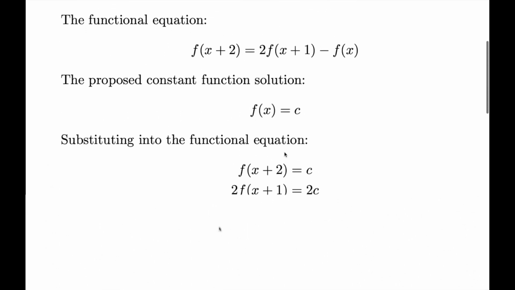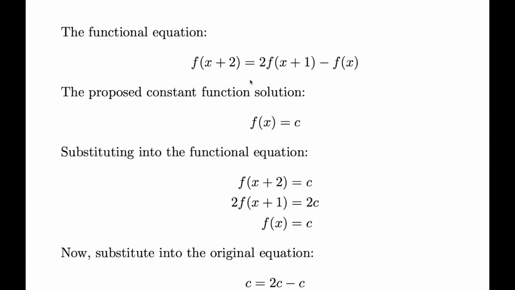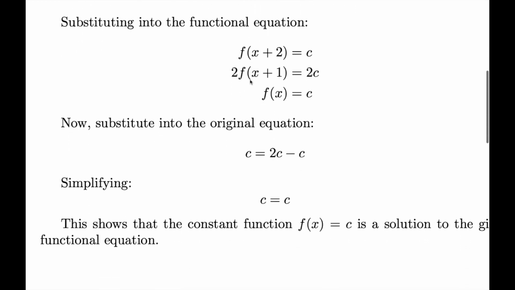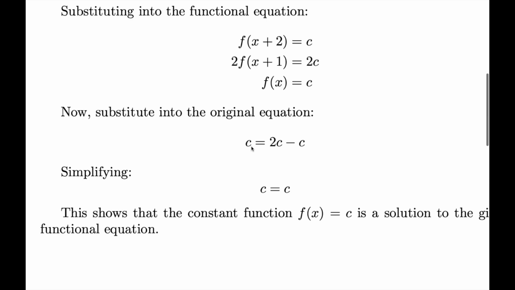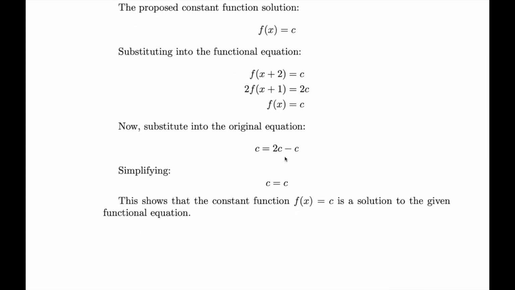original equation. When we plug these values in the original equation, we eventually get on the left hand side c, and on the right hand side we have 2c - c. So when we simplify the right hand side, we get c = c. So this shows that the constant function f(x) = c is a solution to the given functional equation.